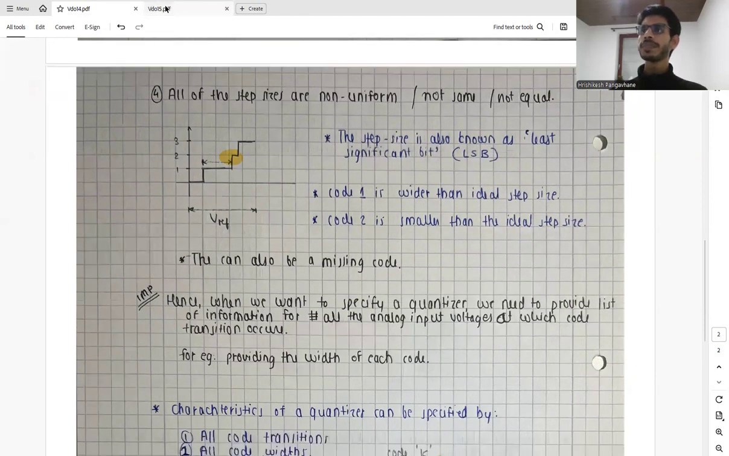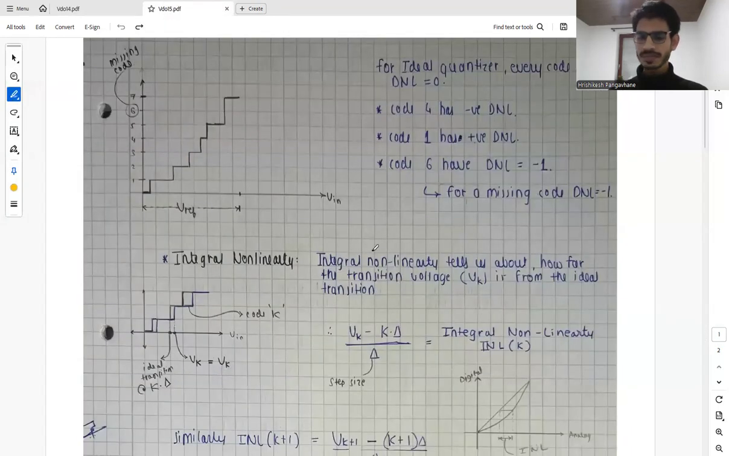So in this video, I would like to start again with a non-ideal quantizer. We can see that the widths are not uniform throughout the steps. Again, we have 2 to the power 3 bits, so we have a 3-bit quantizer. Then we can also see a missing code over here. We have steps, but at this code, we don't have any step. So this is a phenomenon of missing code.